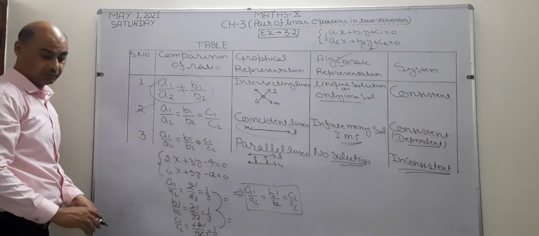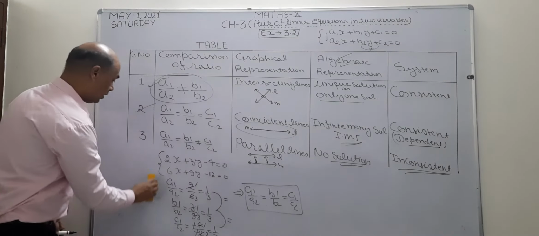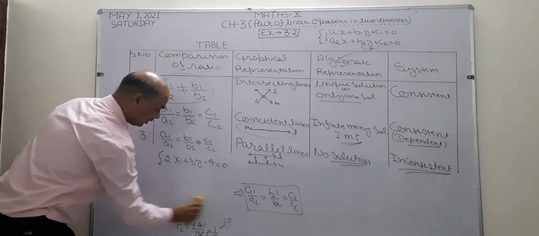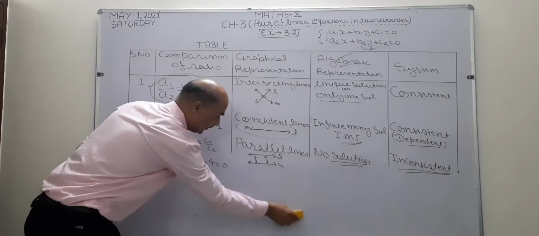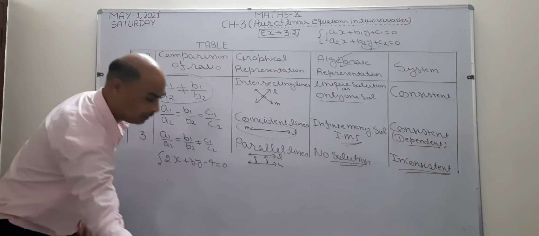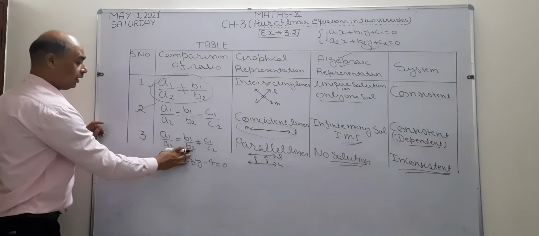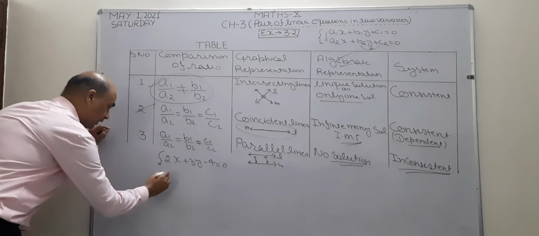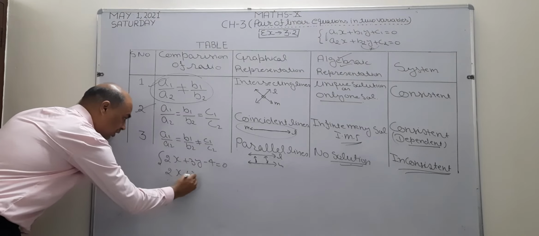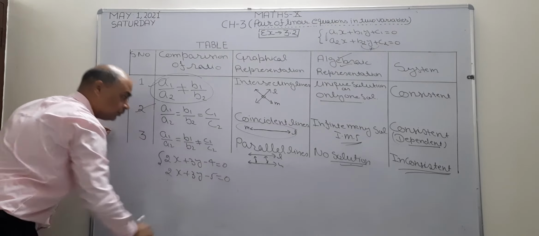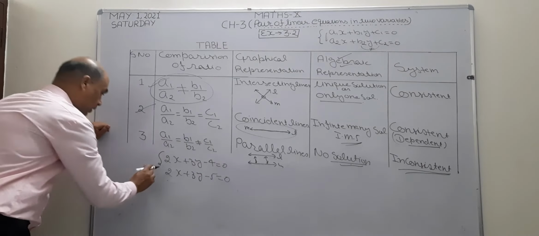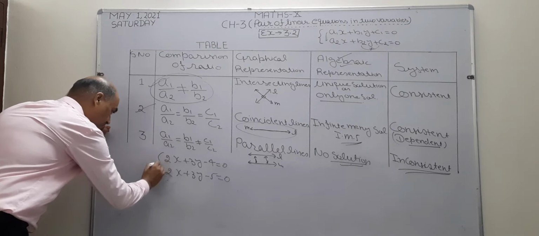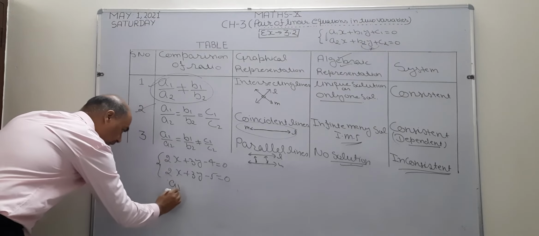Now I am going to discuss the third case. See, I take the first equation as it is. Now see, in the second case, the first two ratios are equal, the last one is not equal. So I take 2x plus 3y minus 5 equal to 0. This is the second pair. Now the pair becomes this.